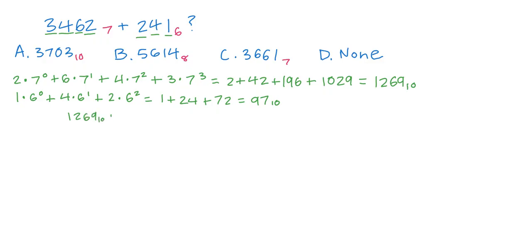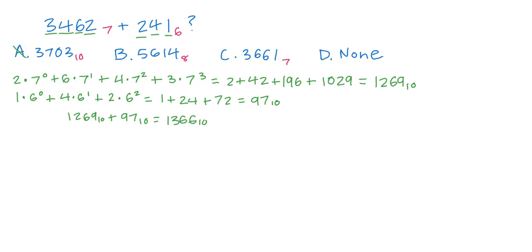This is equal to 1,366 base 10. So that is what our expression in the problem equals. And now we need to see which answer choice is equivalent. If we look at our answer choices, choice A's answer is already in base 10, which is 3,703, and that is obviously not equivalent to 1,366, which is why we can eliminate A.